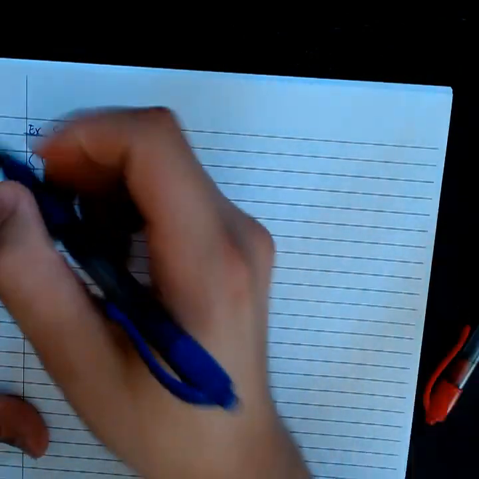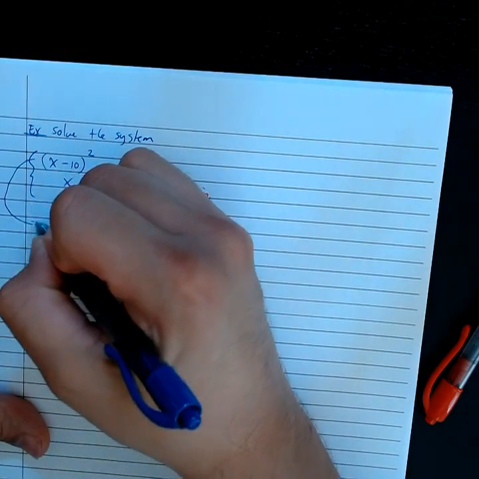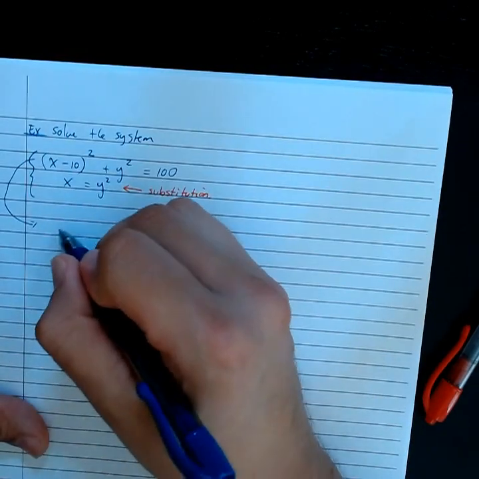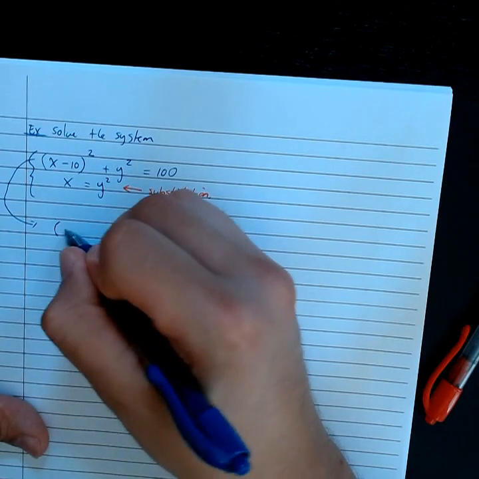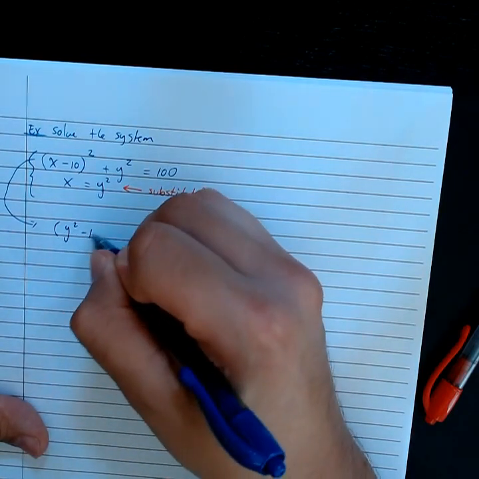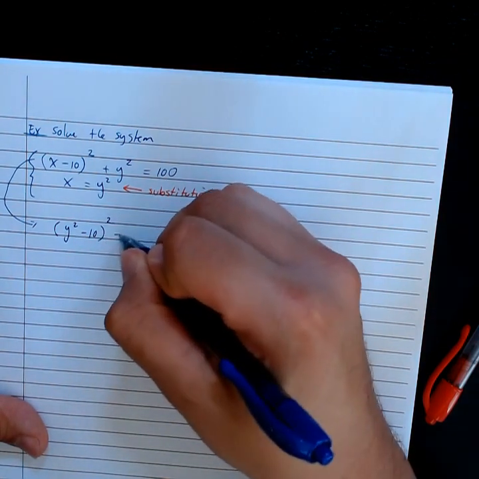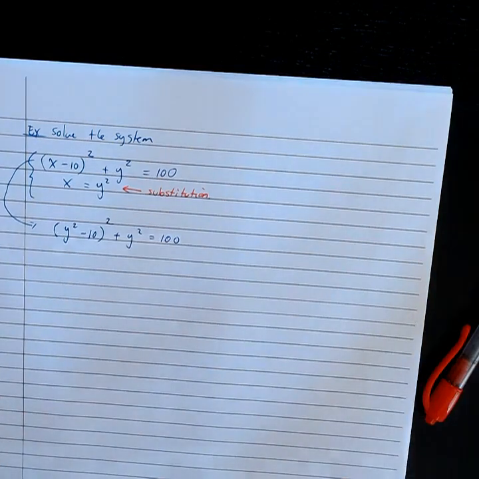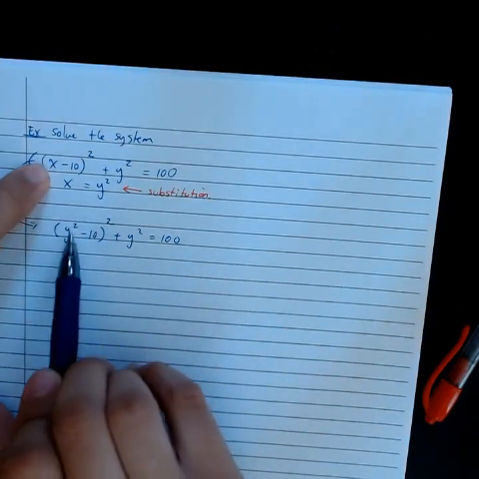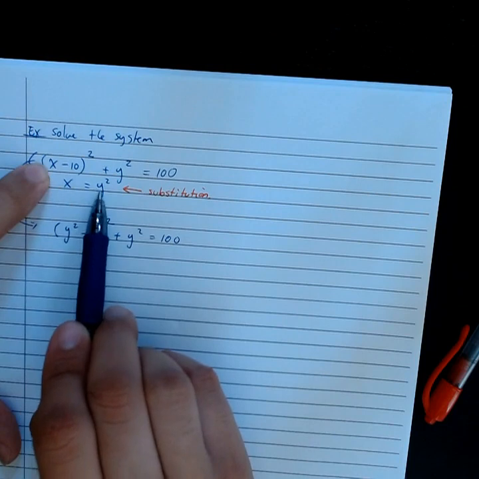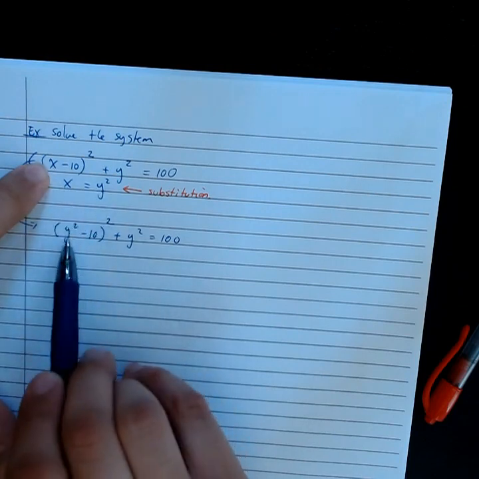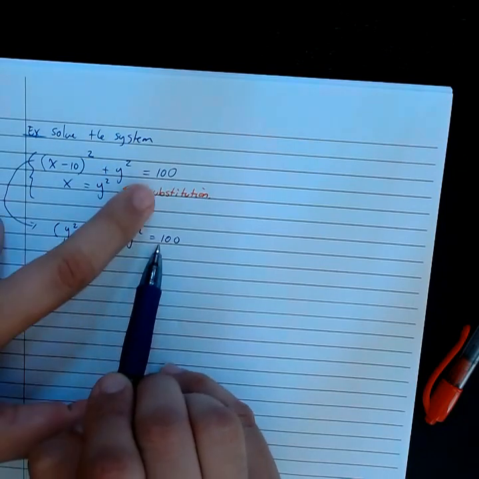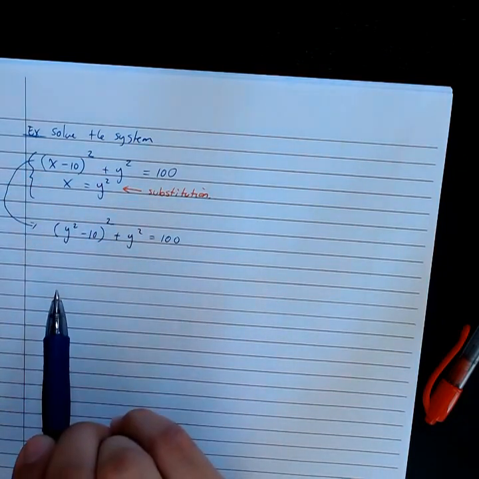So now let me take my remaining equation, the one that I haven't used for anything yet, and everywhere I see an x, I'm going to plug in a y squared. So this is going to be (y squared minus 10) quantity squared, plus another y squared equals 100. Here, that x got replaced with a y squared. Everything else remained the same.